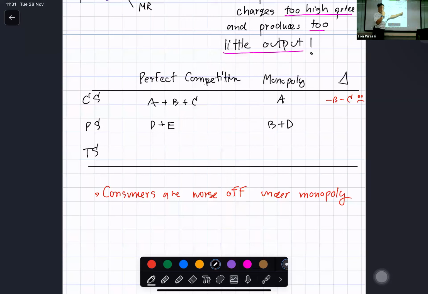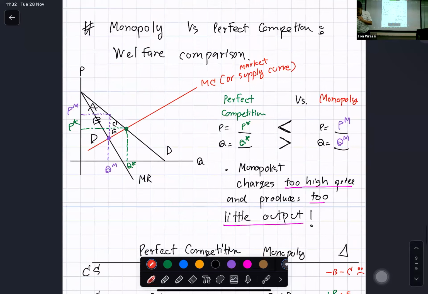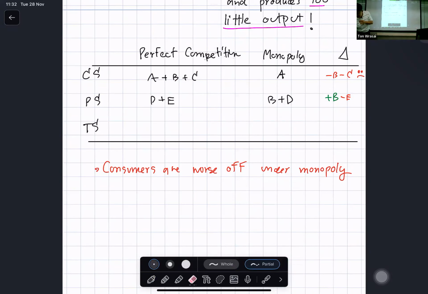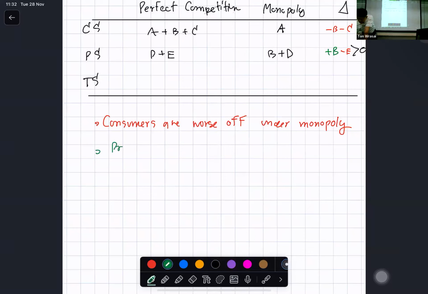And the difference is this minus this: B minus E. B is greater than E. Then producers are better off under the monopoly. Actually, it has now become only one person.